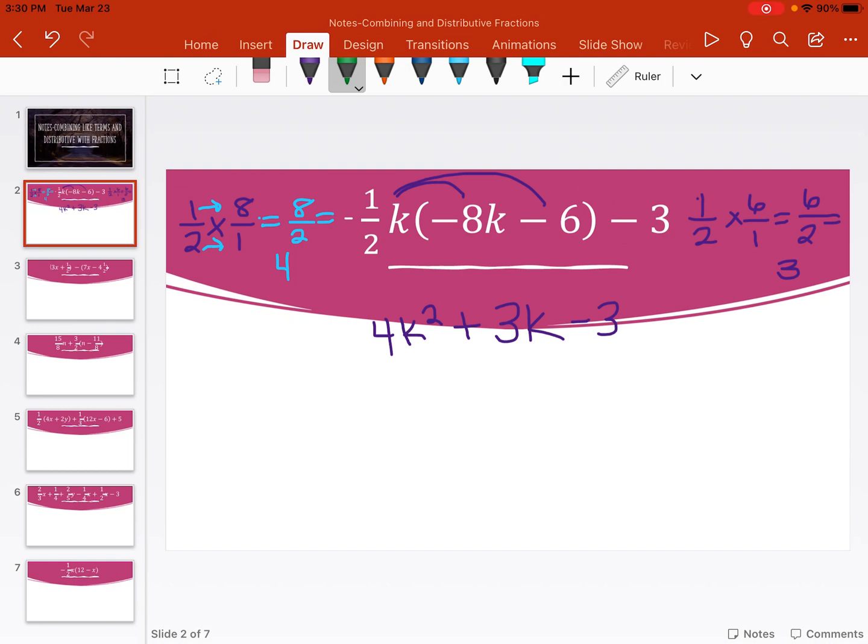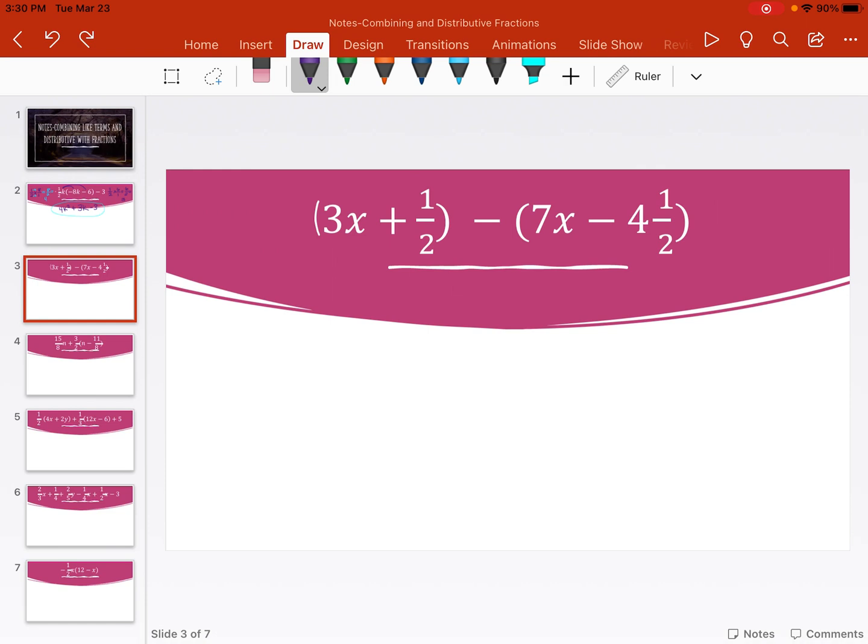Now I can look if there's any families that match. I need to combine my like terms, and we have a k squared, k, and a constant. So this is all done. That is your final answer: 4k squared plus 3k minus 3, or you could also say this is plus -3. Either way is fine.